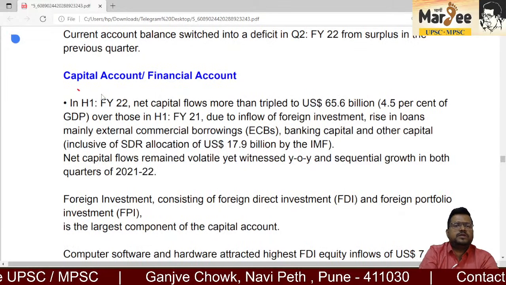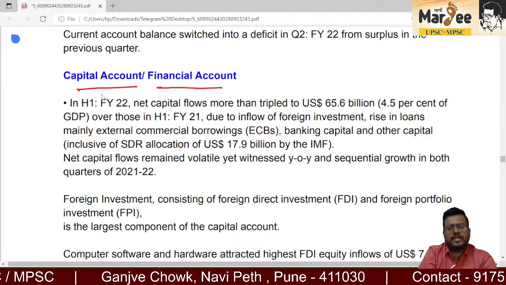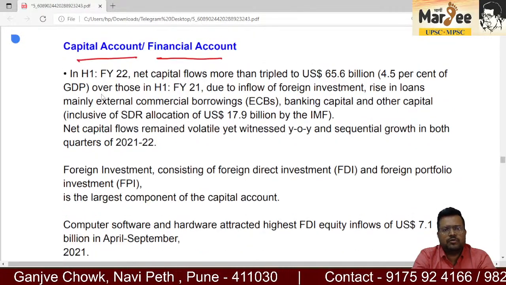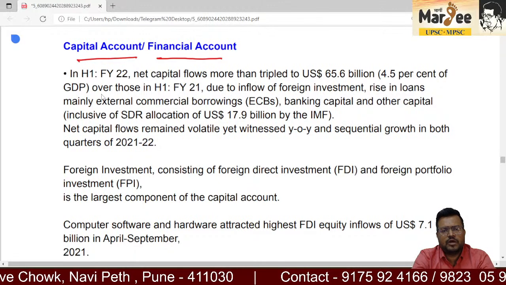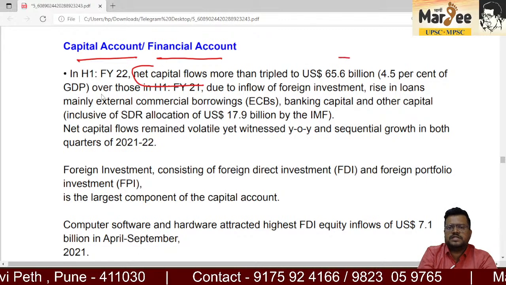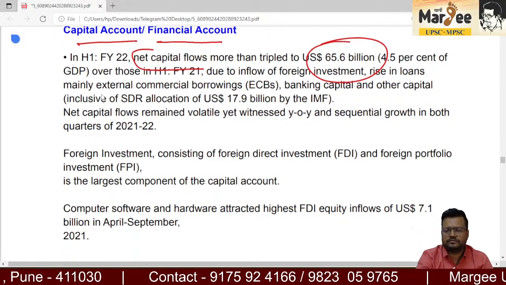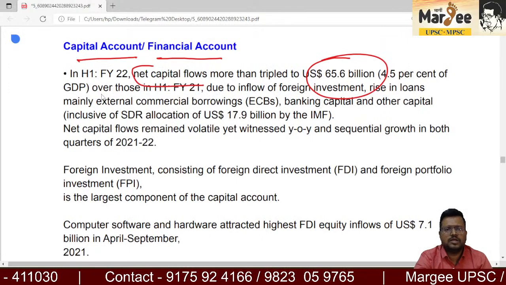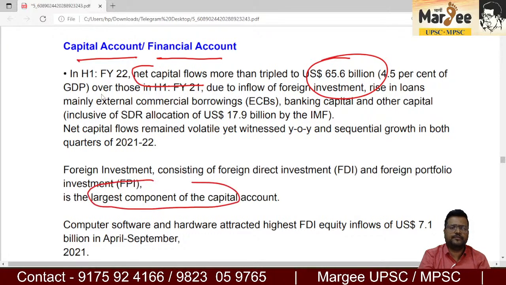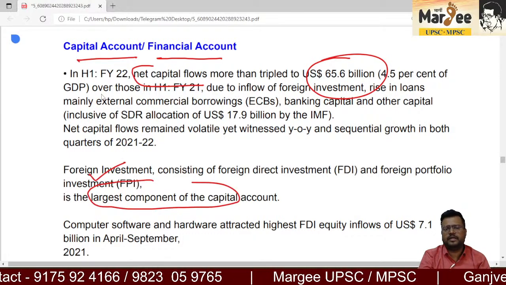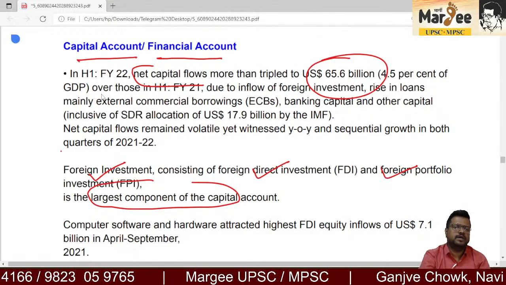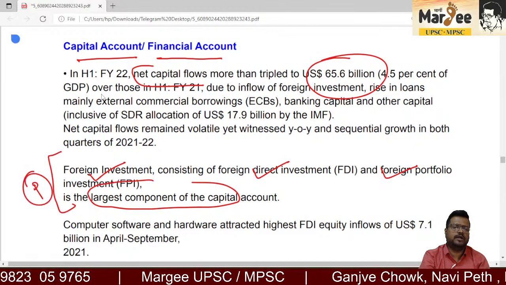Then we will see what is the condition of capital account and financial account. The net capital flows have tripled to US $65.6 billion. So it has also increased in context of India. What is the largest component of capital account in context of India? That is foreign investment, which consists of foreign direct investment and foreign portfolio investment. This is the largest component of capital account in context of India.